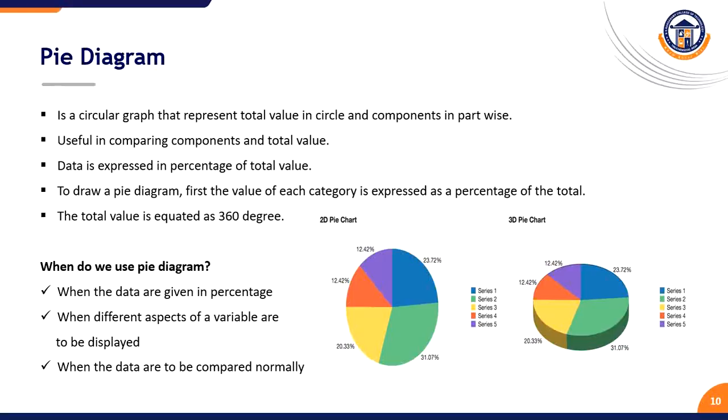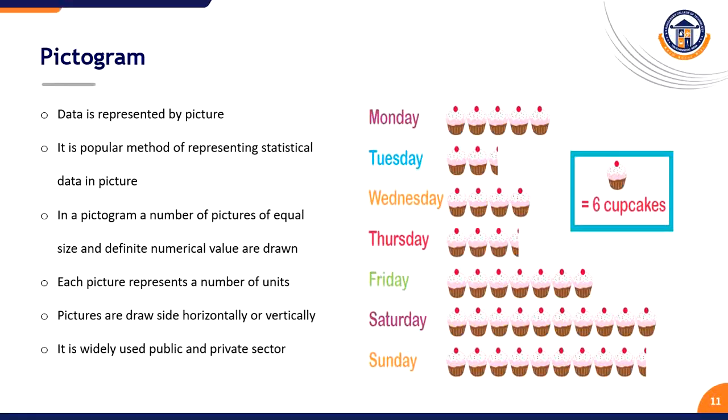Step 2: draw a circle and start the diagram at the 12 o'clock position. Step 3: take the highest angle first with a protractor and mark the lower angles successively. Step 4: shade different angles differently to show each item distinctly. This is the representation of a pie diagram.